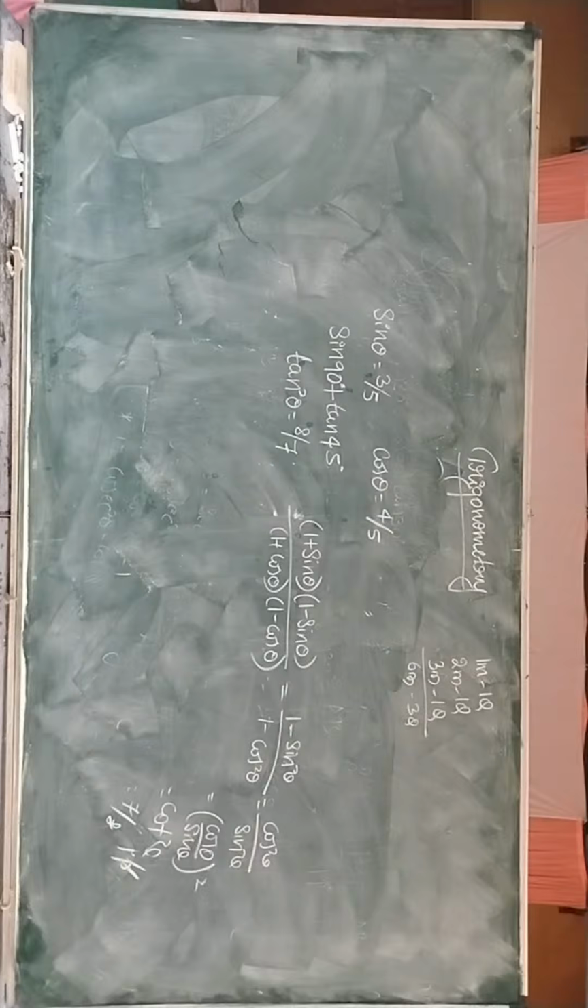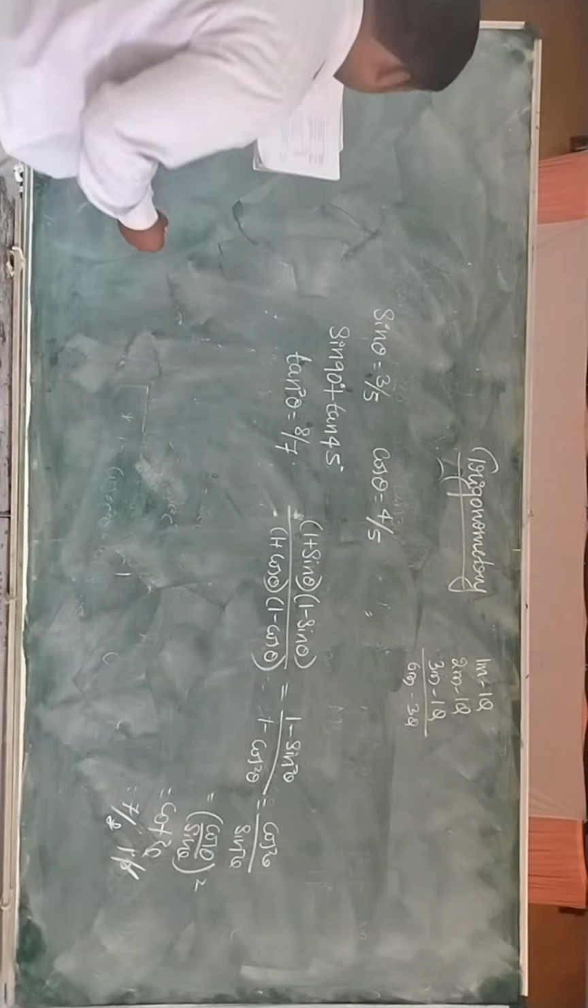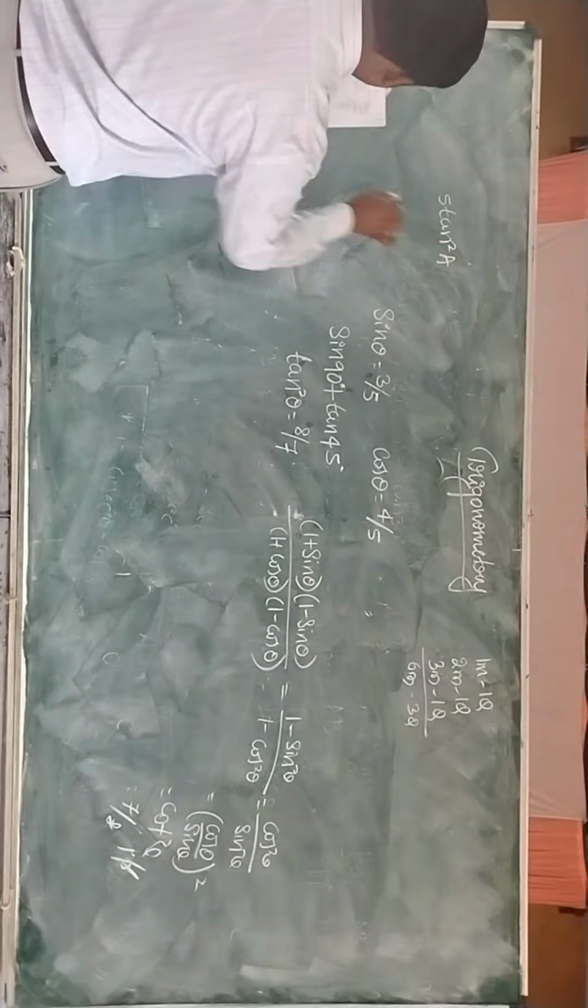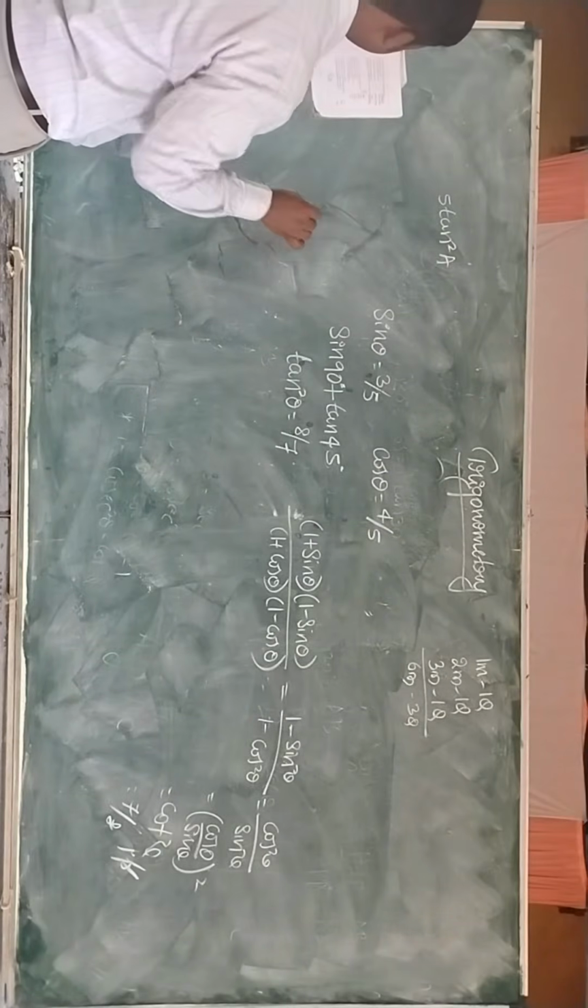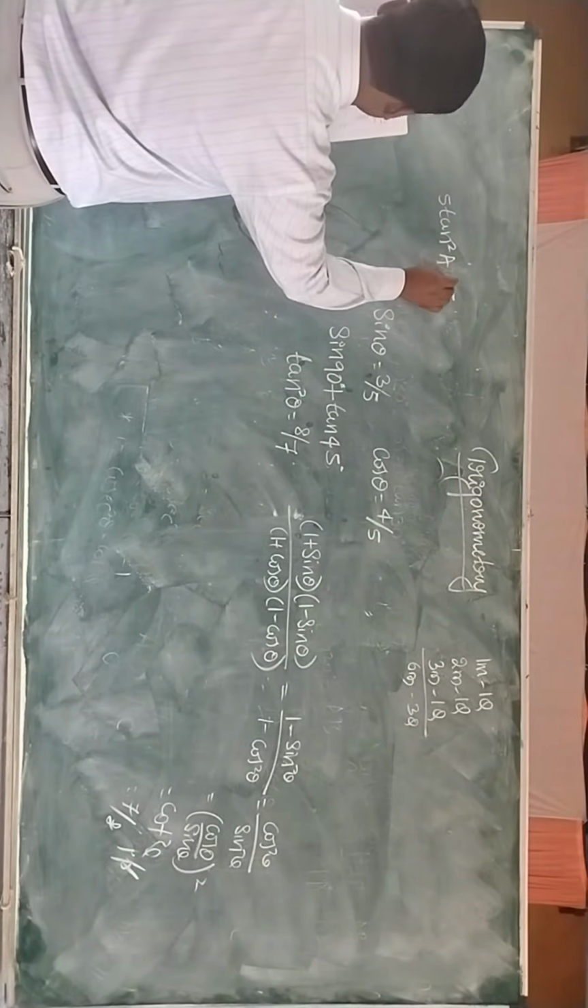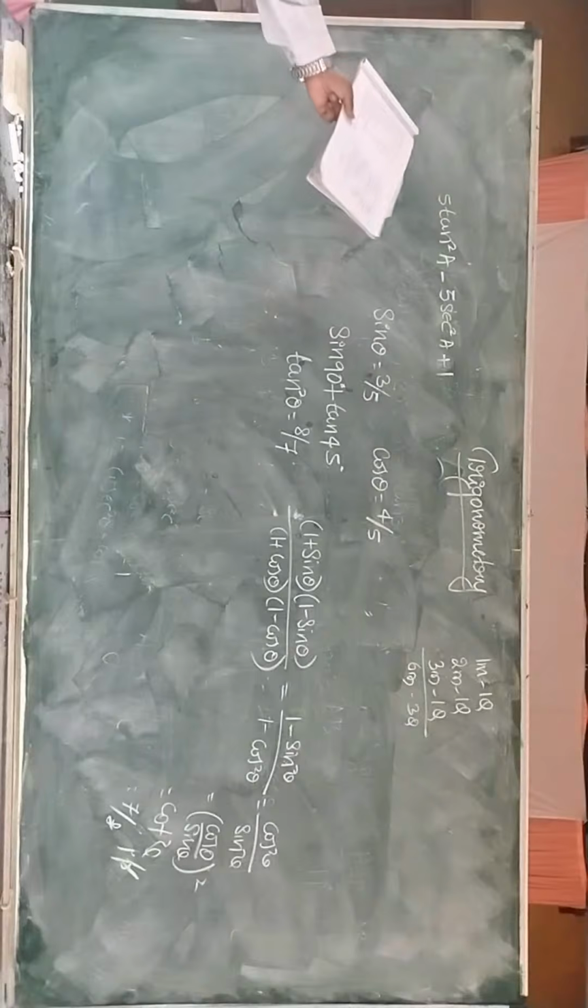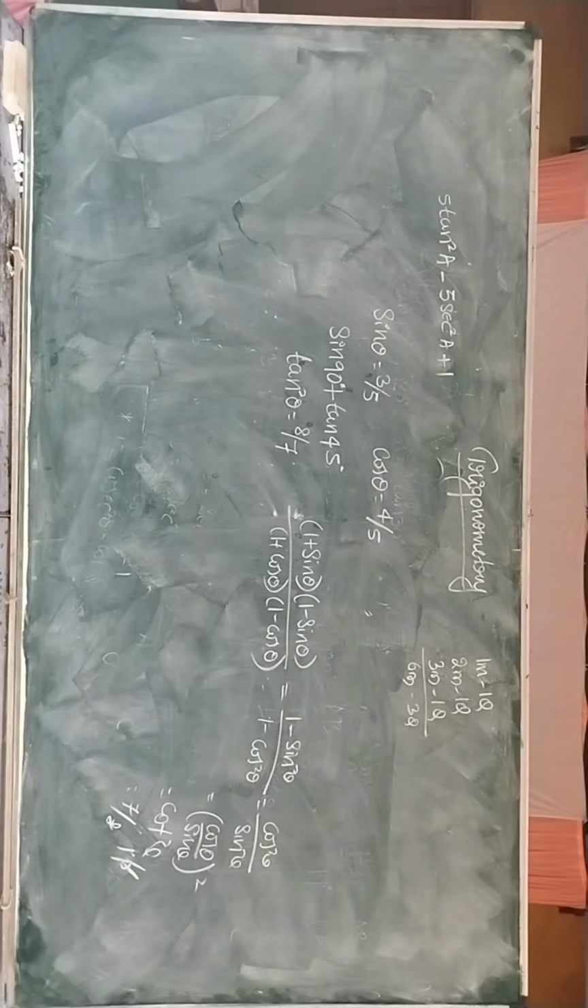Okay, next question. Find the value of 5 times square of tan A minus 5 times of sec square A plus 1. Yes, 2 is the right answer. 2. Are you sure?